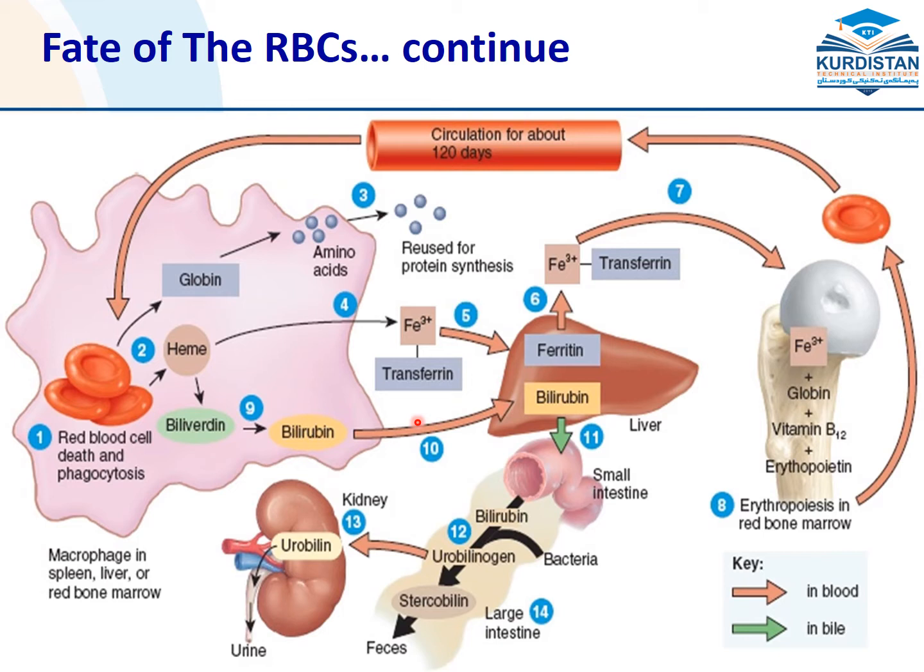Within the blood, it can combine with albumin to form unconjugated bilirubin, and then it gets to the liver. Within the liver, the bilirubin can be conjugated with a molecule known as glucuronic acid to form conjugated bilirubin. Then it becomes a water-soluble molecule, and it can be released through the bile into the intestine.